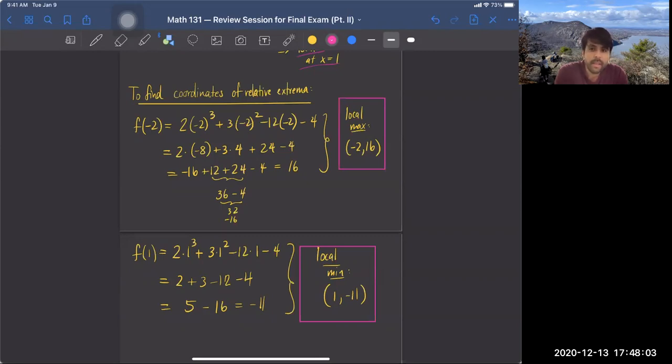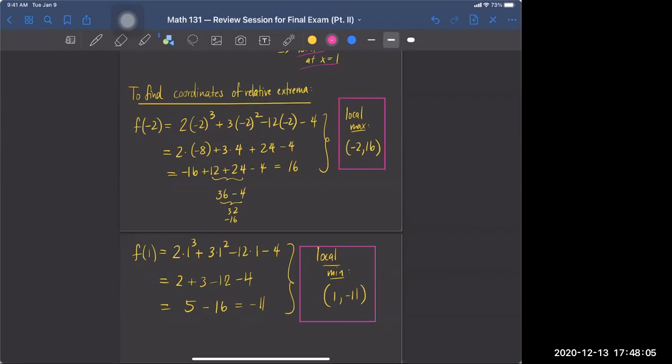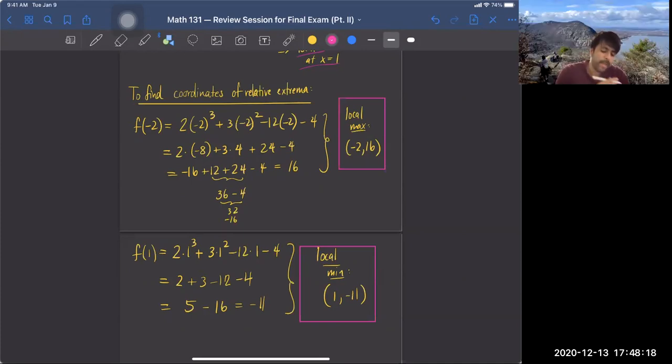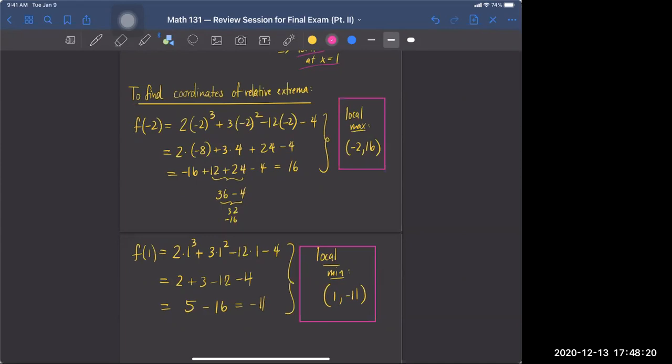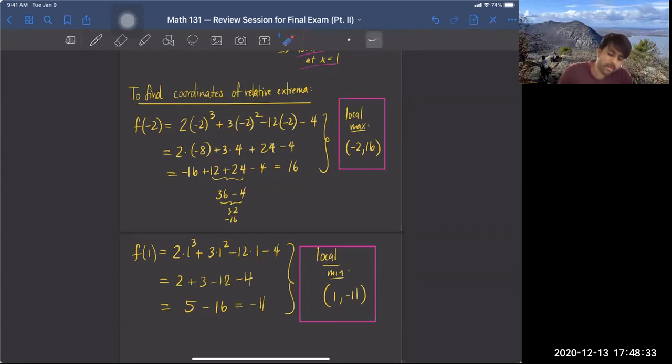Okay, I got a little lost at 16 plus 12 plus 24 minus 4 equals 16, right? Isn't the 16 negative? So 16 is negative, and then the 12 plus 24 is 36. Then you subtract 4 from 36, you get 32, and then negative 16 plus 32, shouldn't that be positive 16? Yeah, it is. You put negative 16.